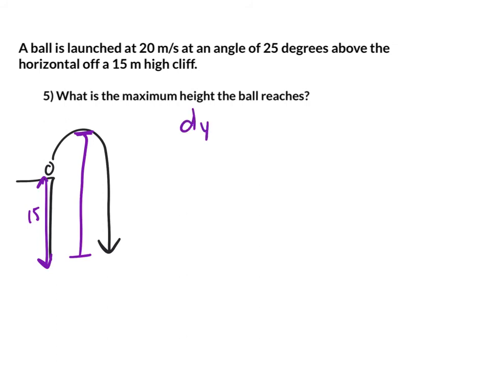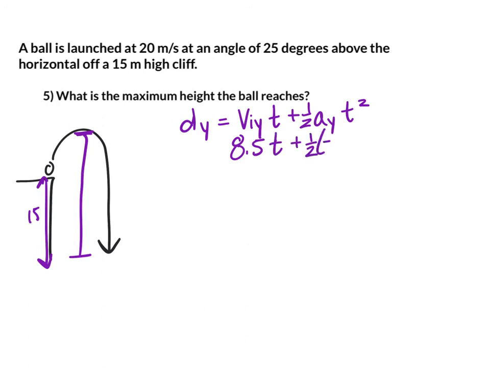So it'd be our vertical displacement equals our initial vertical velocity times time plus 1/2 times our vertical acceleration times time squared. Plugging in what we know, our vertical initial velocity is 8.5 times time plus 1/2 times negative 9.8 times time squared, and that will give us our maximum height. So we don't know the time yet. We're going to solve for that.